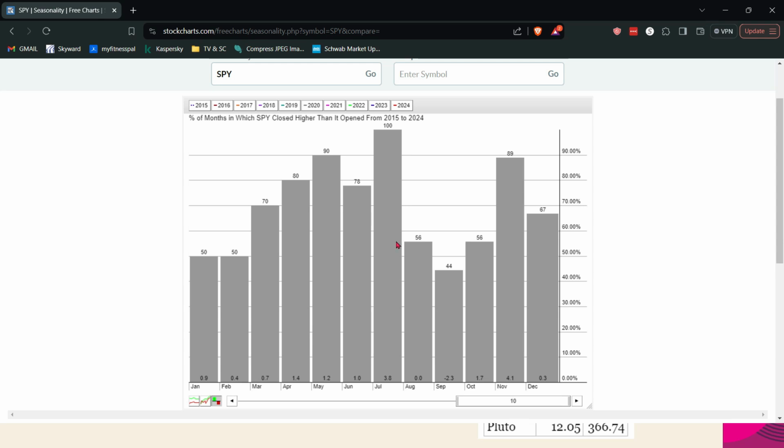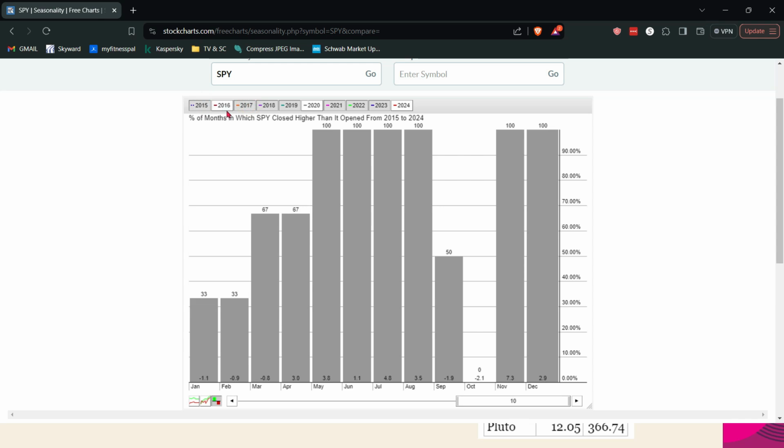For example, if I want to see the election years, I'll suppress the non-election years. So these are the election years. 2016 is a presidential election year.